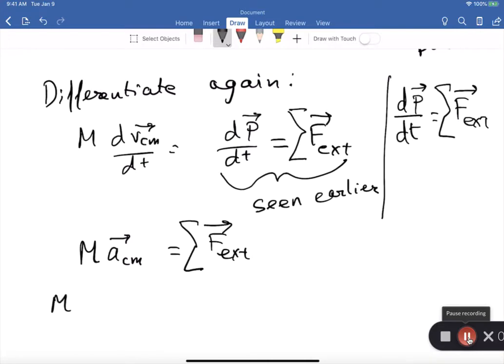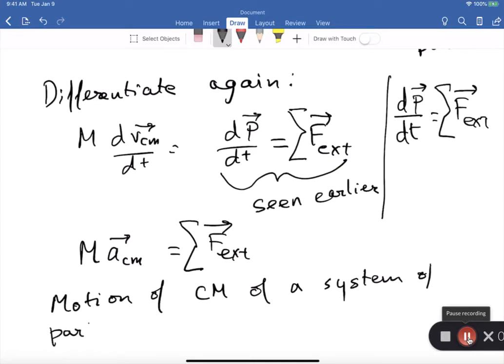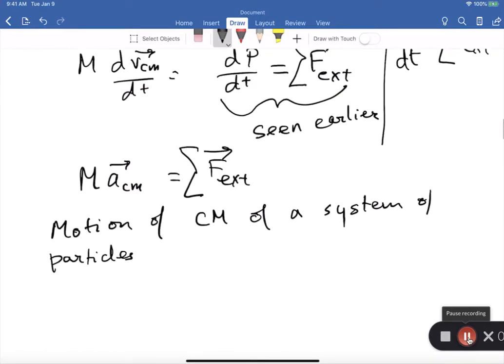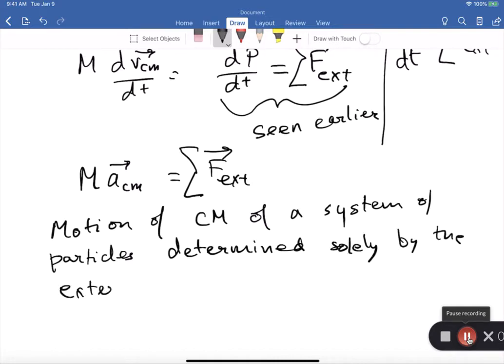So let me write that down. Motion of the center of mass of a system of particles is determined solely by the external forces acting on the system.